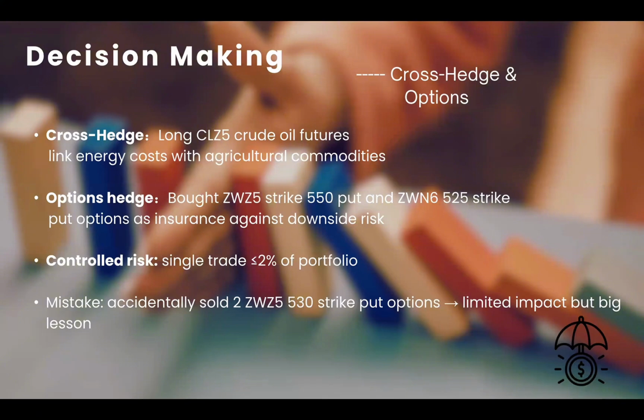And to diversify more, we used cross hedging with crude oil futures. Oil price affects agriculture cost, so this helped us balance energy and agriculture risks. We also used options. We bought puts on ZWZ5 and ZWN6 as insurance, so we bought their put options. This means our maximum loss was limited to the premium we paid.